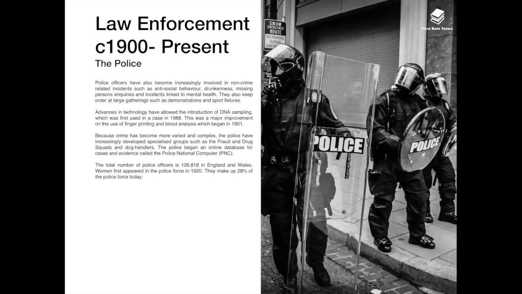Advances in technology have allowed the introduction of DNA sampling, which was first used in a case in 1988. This was a major improvement on the use of fingerprinting and blood analysis, which began in 1901. Because crime has become more varied and complex, the police have increasingly developed specialized groups such as the fraud and drug squads and dog handlers.